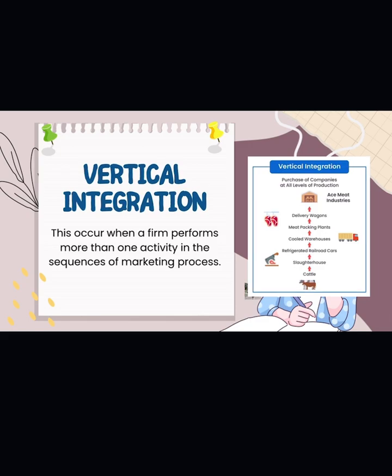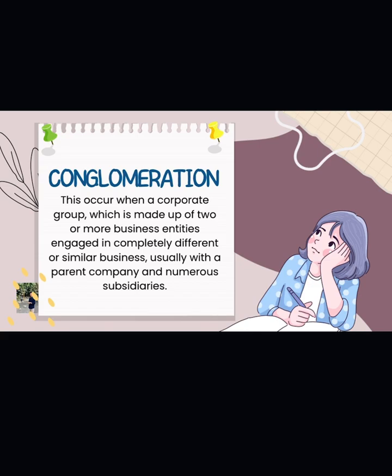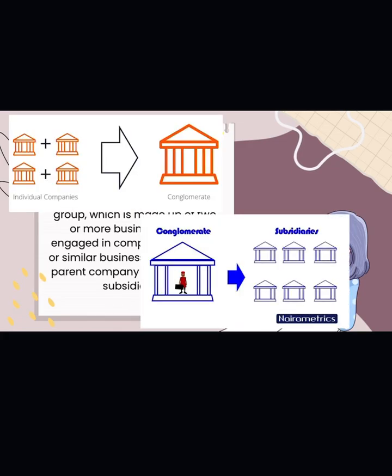And finally, we have conglomeration, which occurs when a corporate group, made up of two or more business entities, engages in a completely different or similar business, usually with a parent company and numerous subsidiaries.